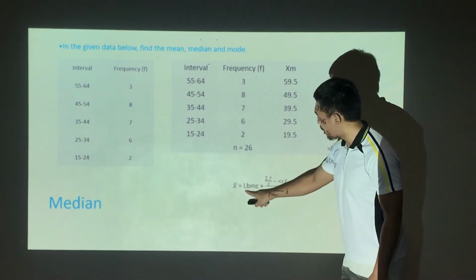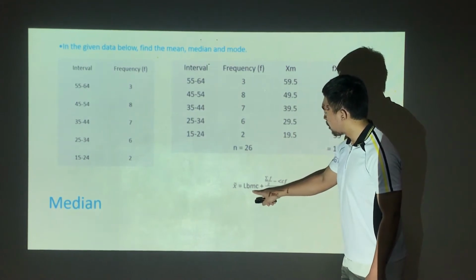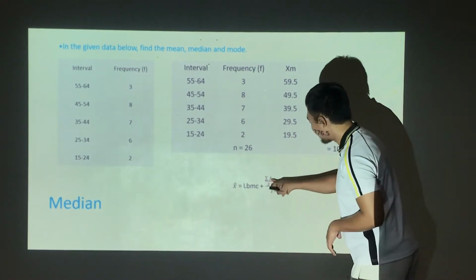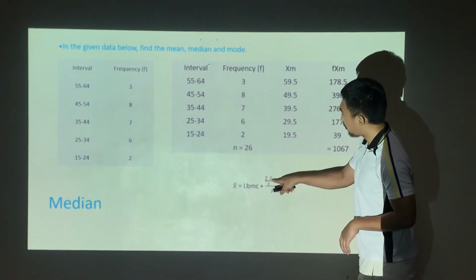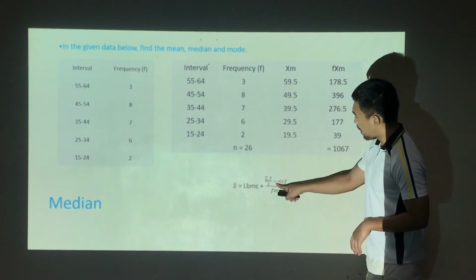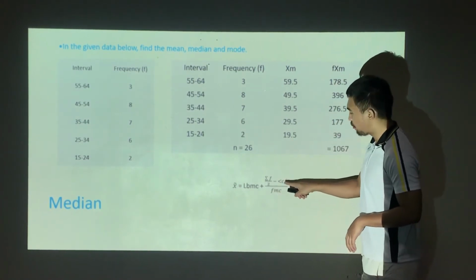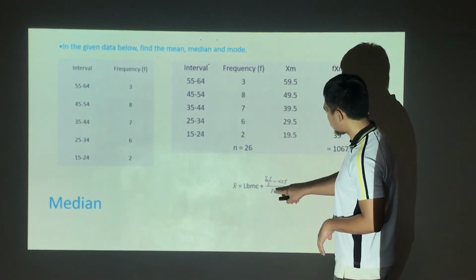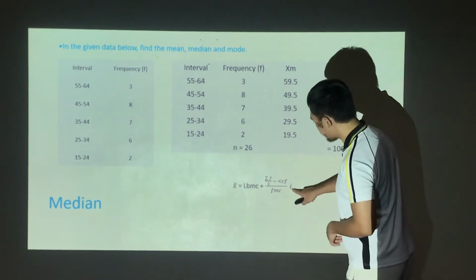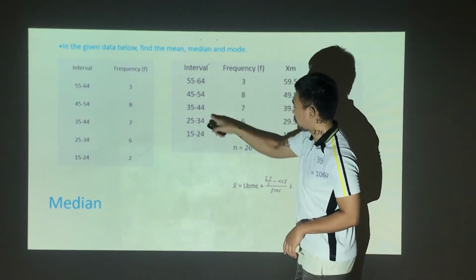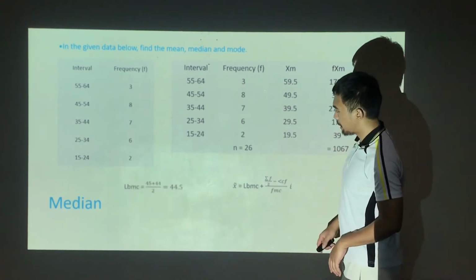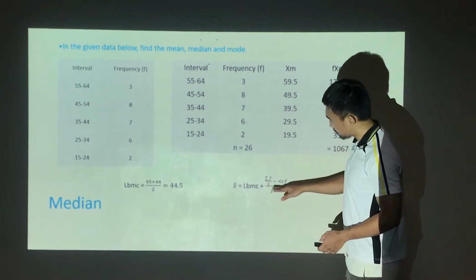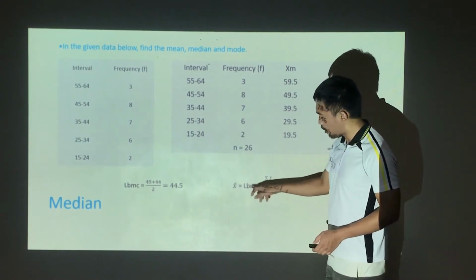This is the lower boundary, plus the summation of our frequency over 2 minus our cumulative frequency over the frequency of our median class, times the interval. This is the interval that we have. With that formula, we will be substituting. First, we will be looking for this set of terms. First we have LB, which is our lower boundary.